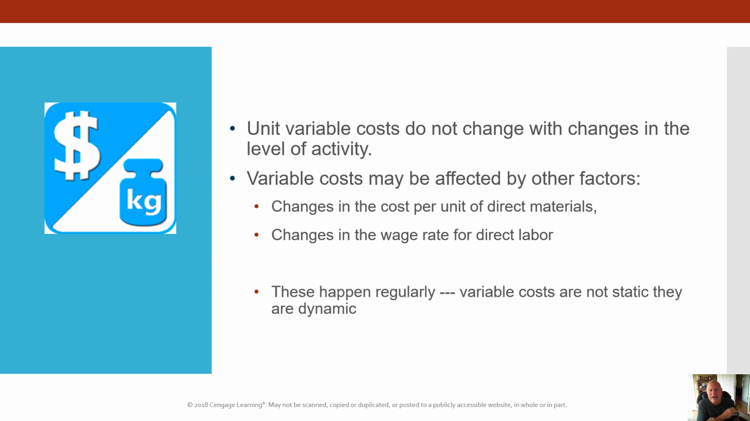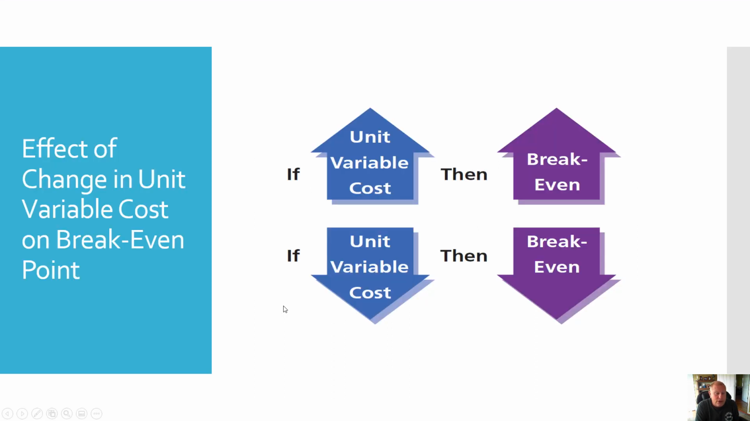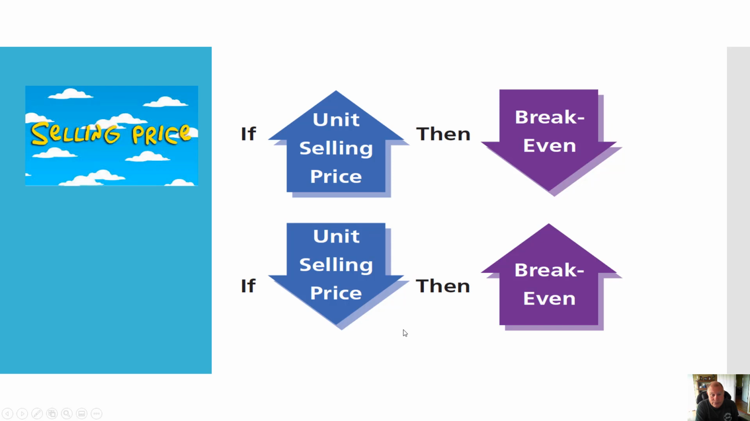And these changes happen regularly. Variable costs are not static. They're very dynamic, and we're going to use that word as we move forward. So what's the effect of the change in unit cost on break-even point? Well, if the unit variable cost goes up, the break-even point goes up. Unit variable cost goes down, then break even goes down. So think about it. Management is always trying to manage the costs.